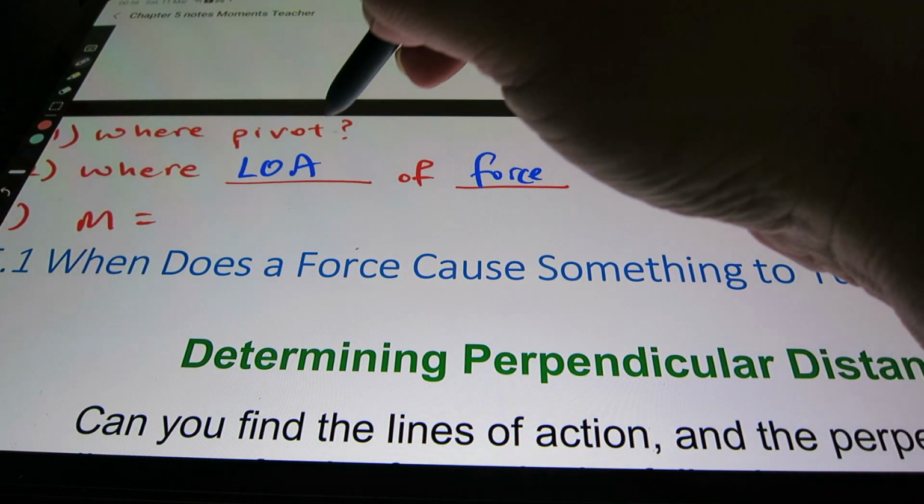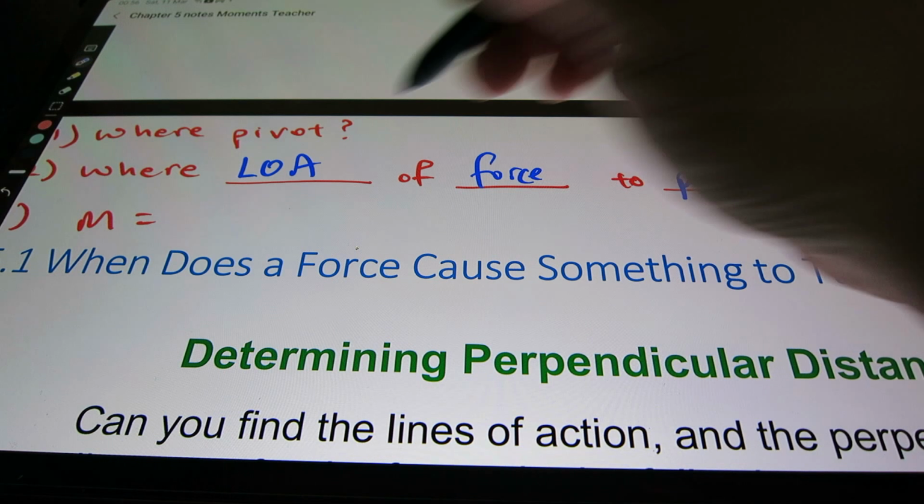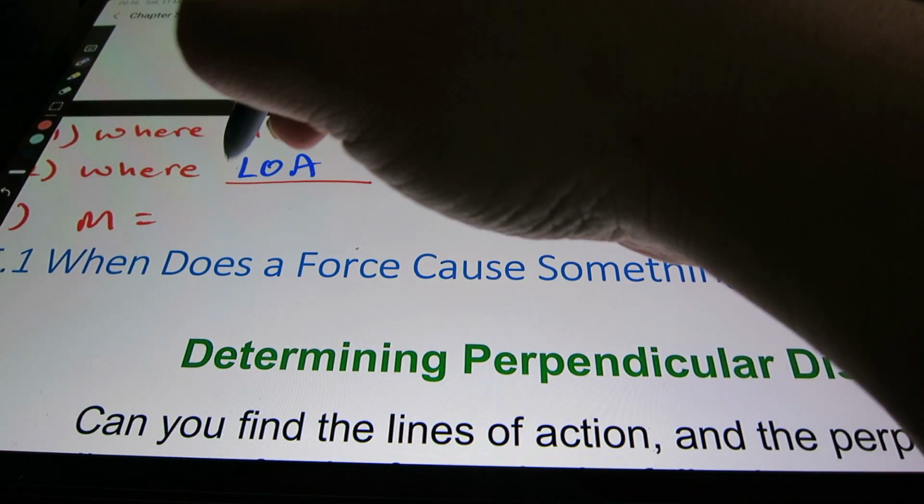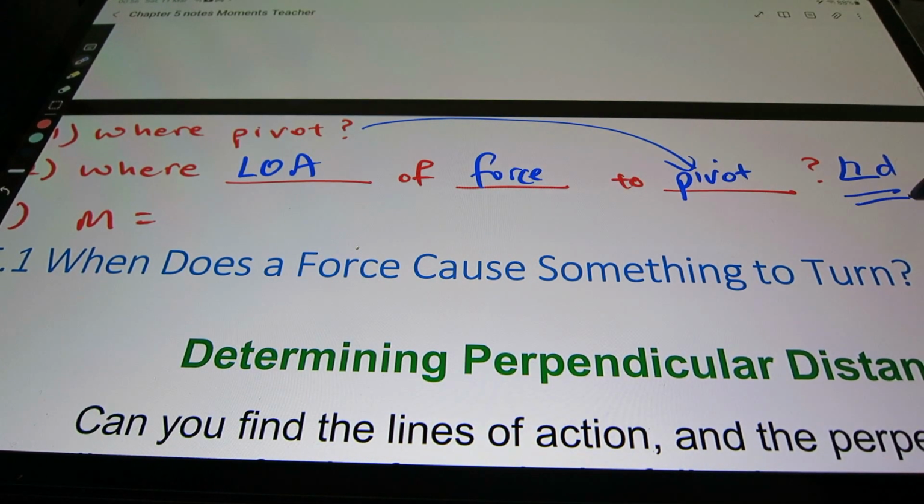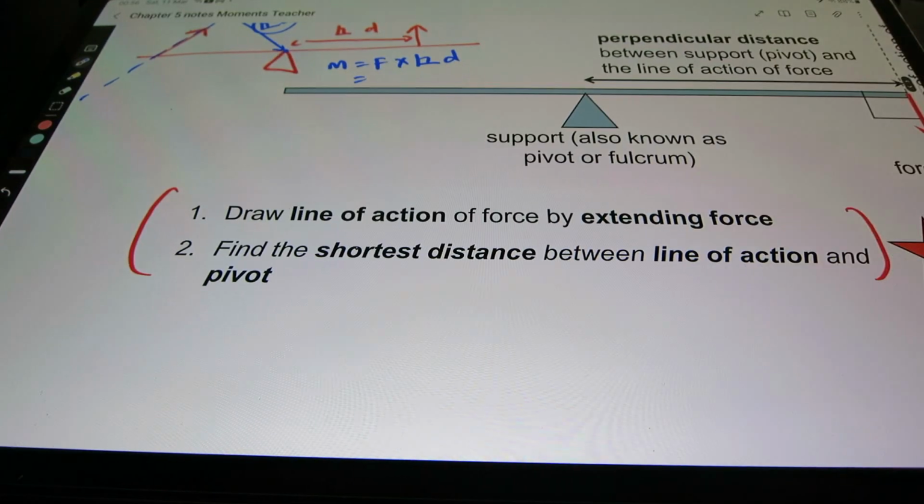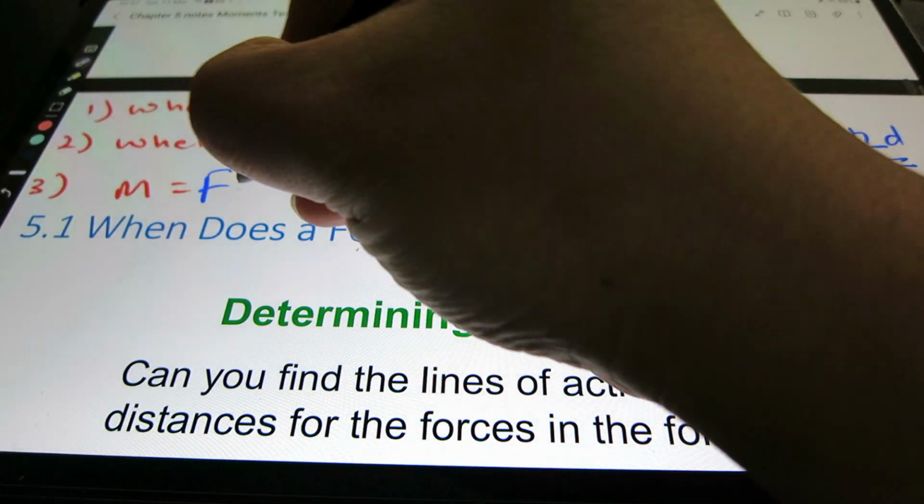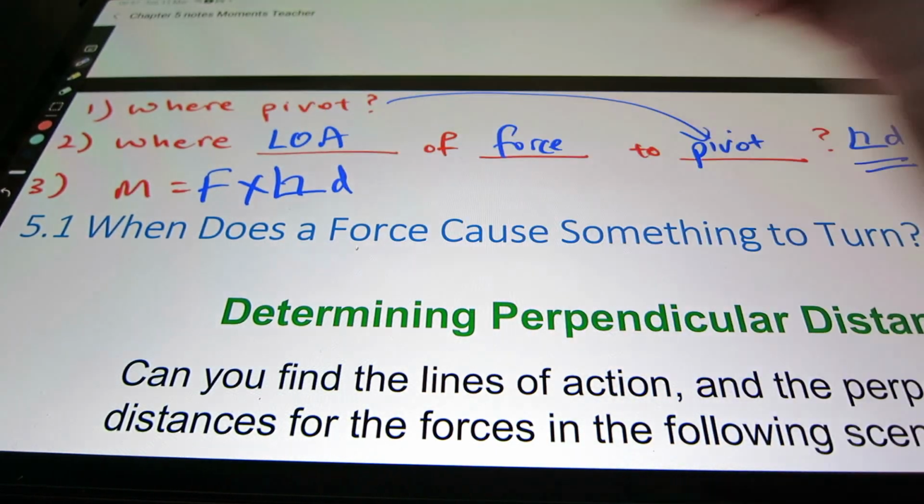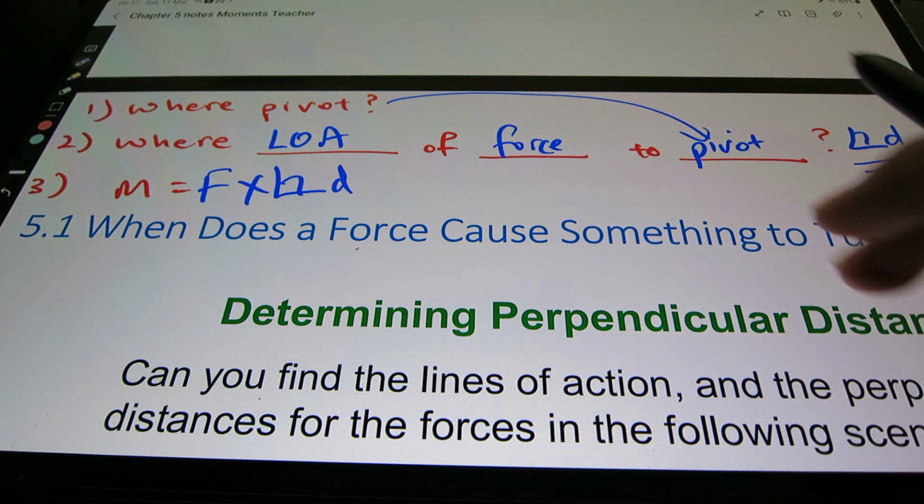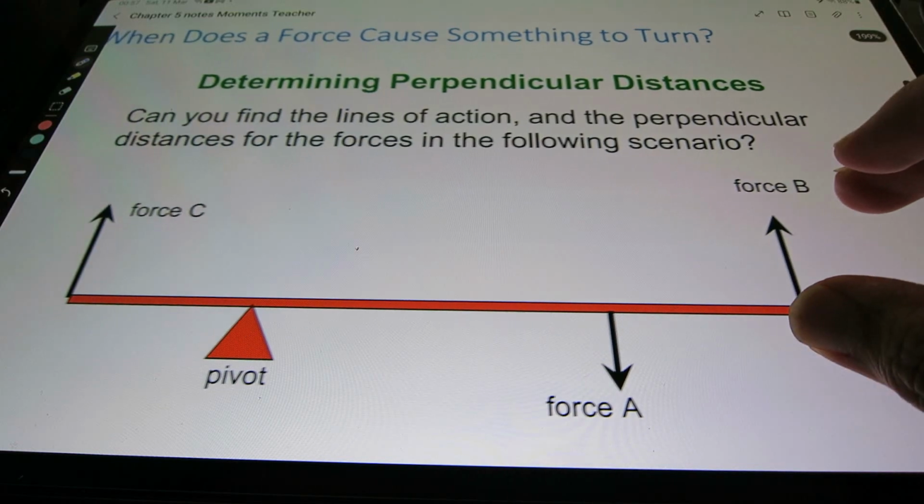And once I know where the pivot is, I can therefore find this point number 2, which is the perpendicular distance, provided I follow these two steps here. So once I found that, then I just need to simply apply force times perpendicular distance to then calculate the moments. Alright, so let's just do a little bit of practice.